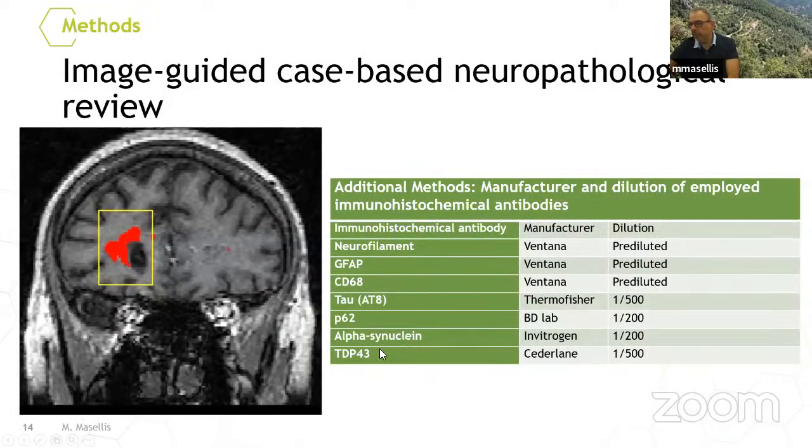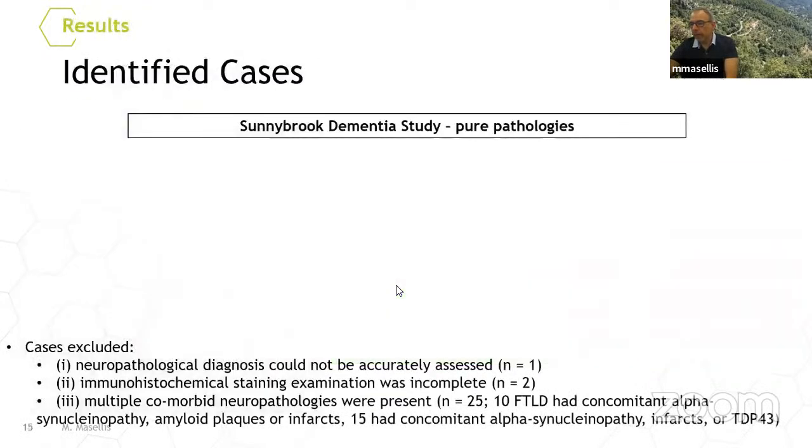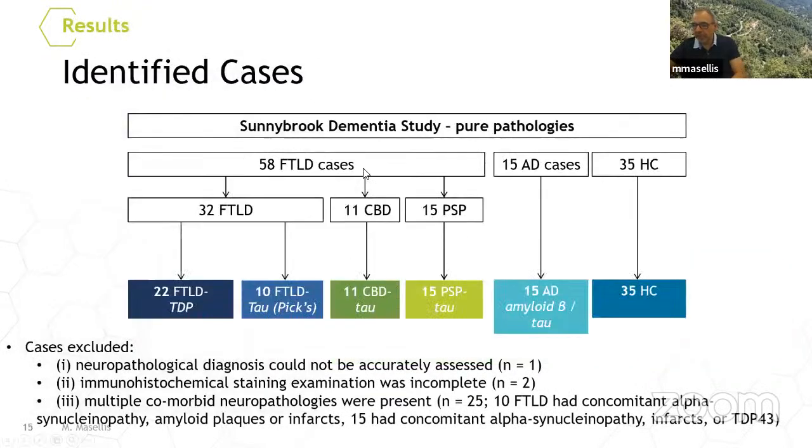immunostains for tau, TDP-43, alpha-synuclein, as well as A-beta 42. They also looked at inflammatory markers and axonal degeneration markers such as neurofilament light, GFAP, which is a gliosis marker, and CD68 as well, which looks at axonal integrity. So in terms of the cases, we included 58 cases with neuropathologically confirmed FTLD.